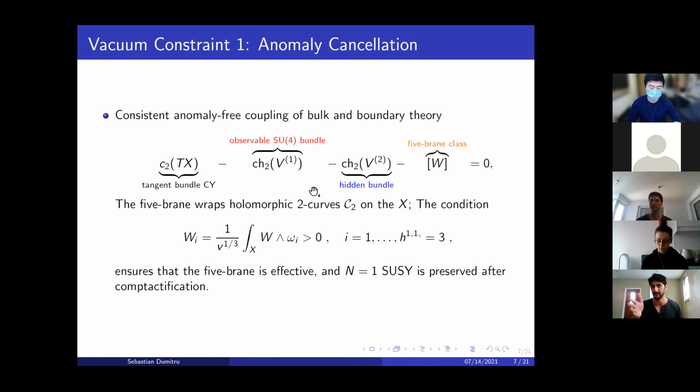I said I place a five-brane between the observable and the hidden wall. The reason is that without this W, it would be much harder to satisfy this equation and it would severely constrain the classes of the hidden sectors that we can use. Furthermore, and even worse, without a hidden sector at all, we could not get a five-brane class which is effective. So we need to find the hidden sector for this SU(4) bundle.